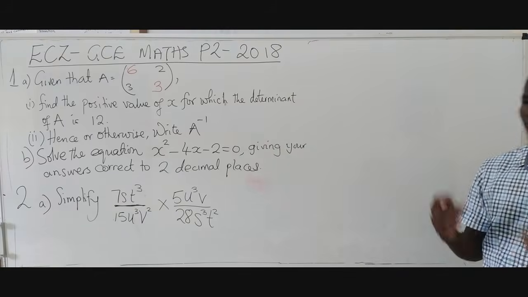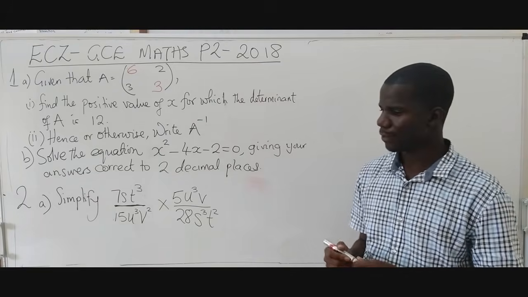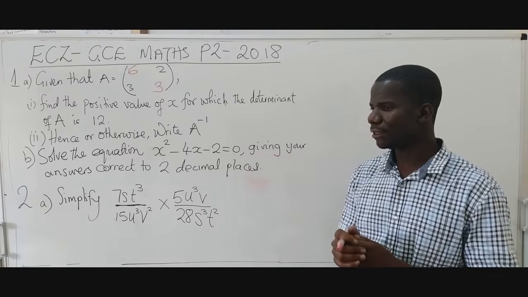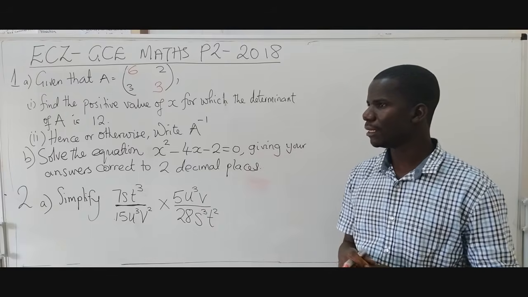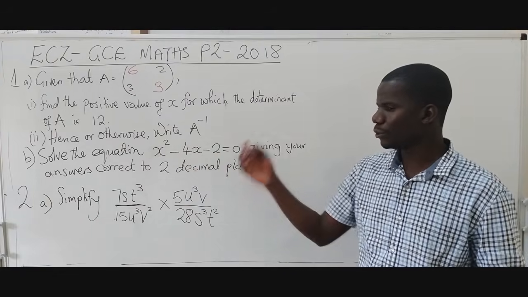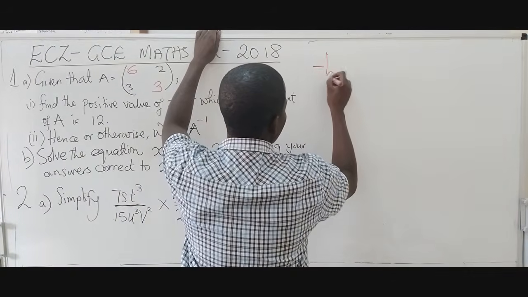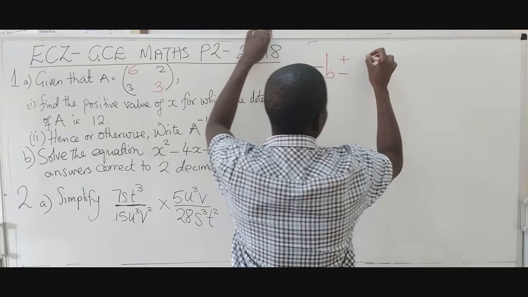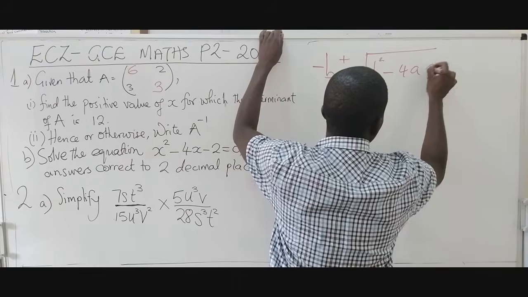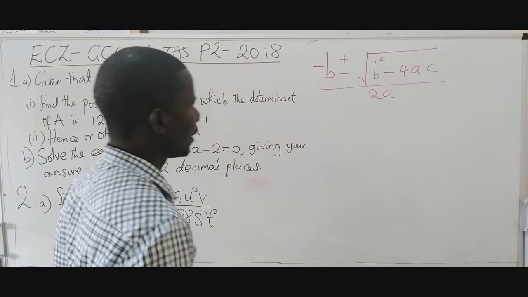Now, if you look at your question paper, there are formulas that are given, and this is a quadratic equation which we cannot solve using the factorization method. So we need to use the quadratic formula, and the quadratic formula is what? x equals minus b plus or minus the square root of b squared minus 4ac, over 2a. This is our formula here.